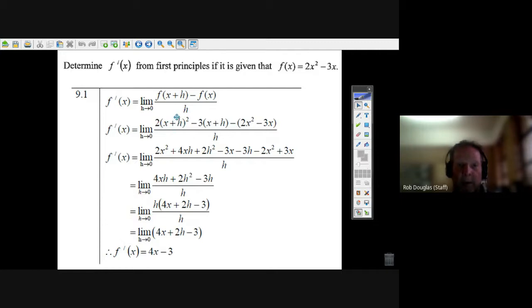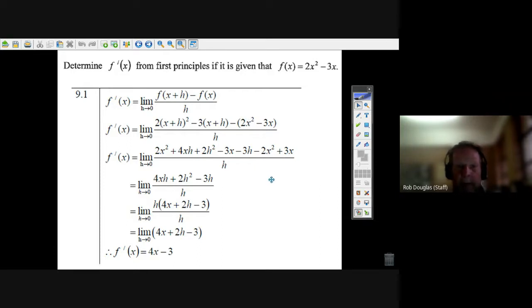It's x squared plus 2xh plus h squared. You have to do FOIL on it. You have to know how to square a binomial. You multiply it by 2 and you get this. You multiply negative 3 into here, you get minus 3x minus 3h minus 2x squared plus 3x.